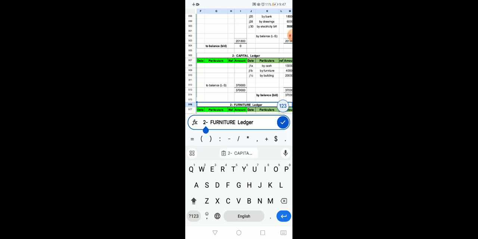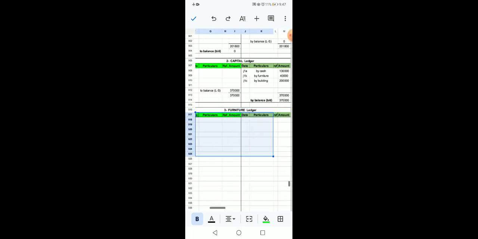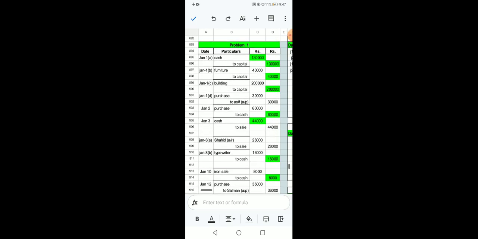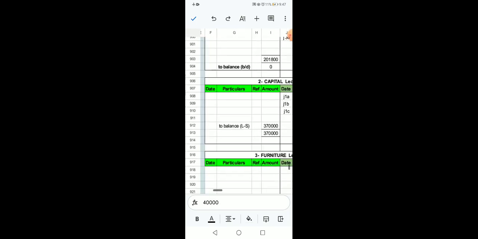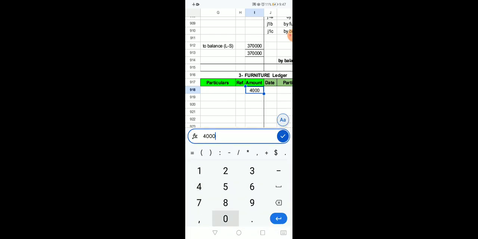We have changed the title, and we will change the number as well. The third ledger is furniture, and you can see nothing else has been changed. Date, particular, amount, debit; date, particular, amount, credit. The rule is the same. Furniture would be looked out. If it is present on the debit side, we will write it on the debit side. Here in this entry, January 1B, furniture is present on the debit side with 40,000. So you will go to the debit side of the furniture ledger and write 40,000.